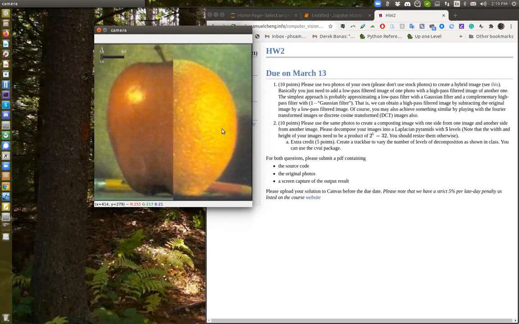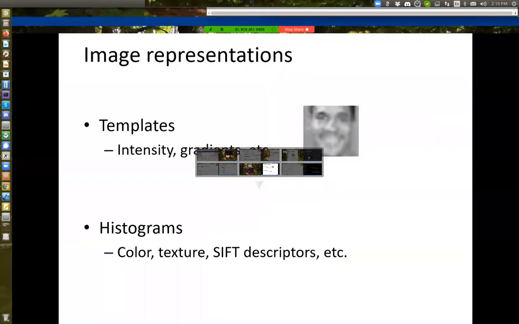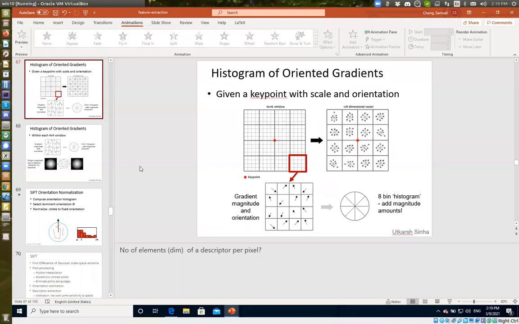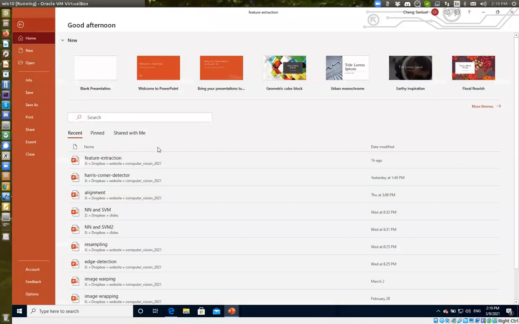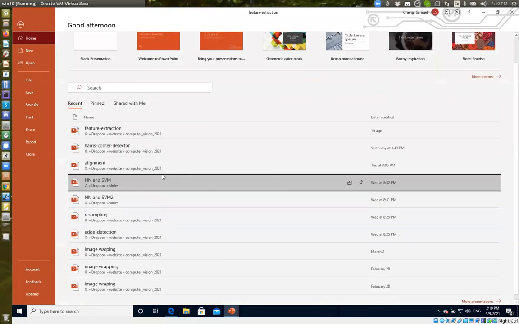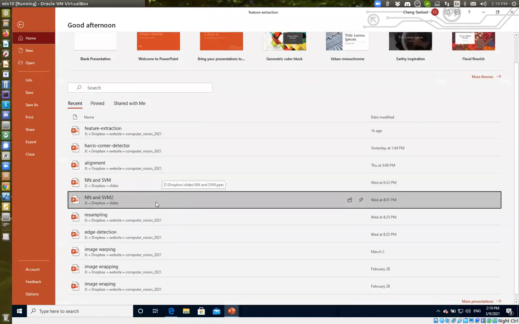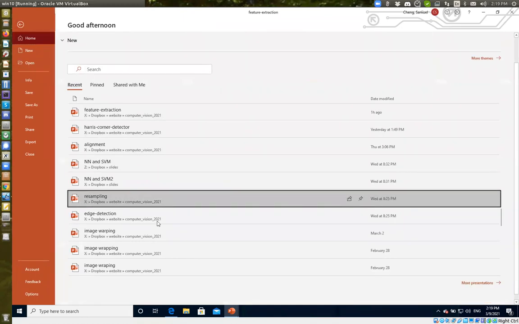What we want is to get the image, then decompose the image. Let me finish this question first. Someone said there's some problem with Canvas, but you don't worry about that. I will solve that, if you cannot submit anything or something like that. Let me find the slides. I think it's called resampling. I'm not quite sure actually.